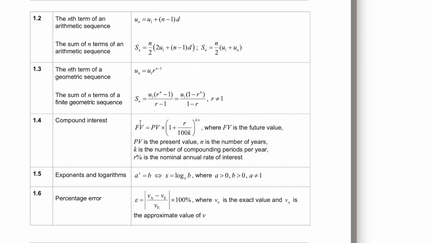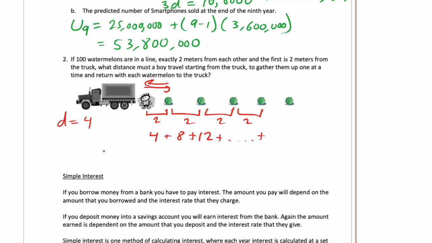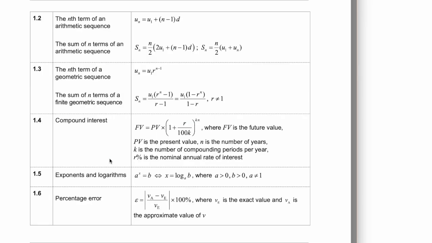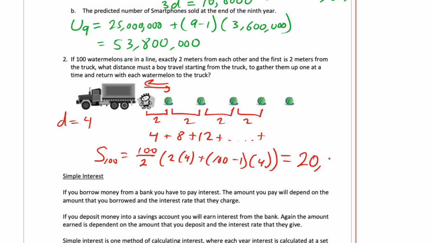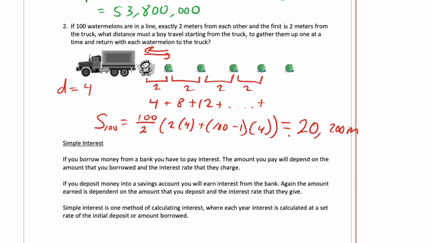Alright, so for this, we're going to use the formula for the sum of an arithmetic sequence. This one right here. So the sum, we can call it sum 100, equals 100 over 2 times 2 times 4 plus 100 minus 1 times 4. And if you put that into your calculator, you get 20,200 meters. So that's over 20 kilometers, really.